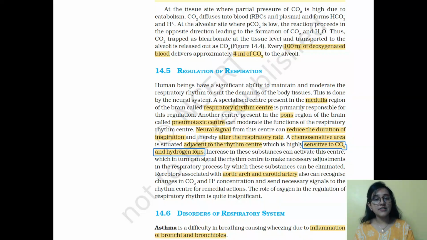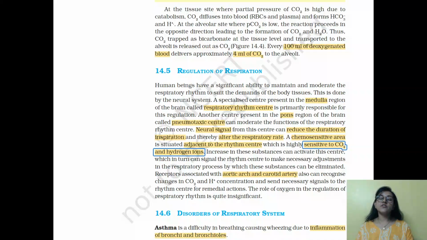What does the respiratory rhythm center do? It regulates the respiratory rhythm. So, the change in concentration of carbon dioxide and hydrogen ion concentration can activate the respiratory rhythm center, which can alter the necessary changes. Again, there is the pneumotaxic center, which is located in the pons region of the brain. It can also affect the respiratory rhythm center, which can reduce the duration of inspiration and thereby alter the respiratory rate. I hope this chain of events is clear to you.